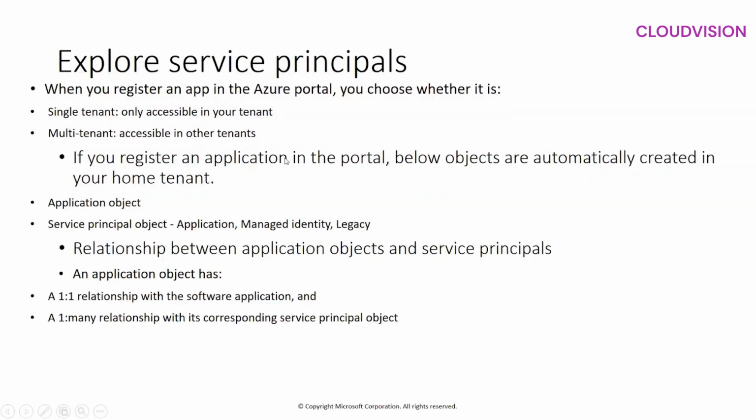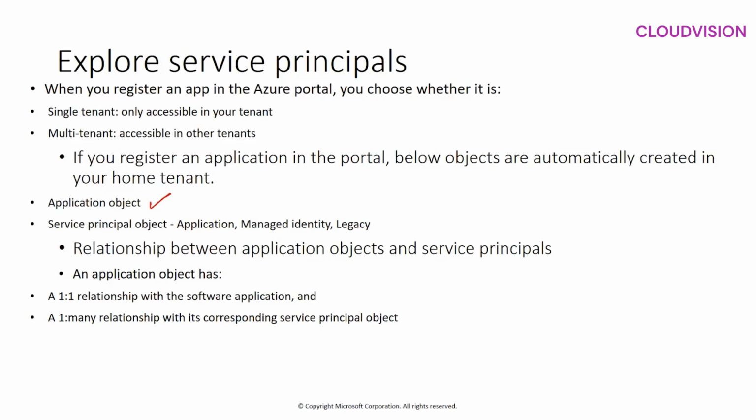When you register an app in the portal, you choose whether it is single tenant, whether it is multiple tenant, or it can authenticate a user from personal or social media accounts. And every time you create and register your app, it will create an application object, which has its own app ID and client ID. Service principal object, application, managed identity, legacy. Basically, you can say it is a token. It is an identity to which permissions can be granted.